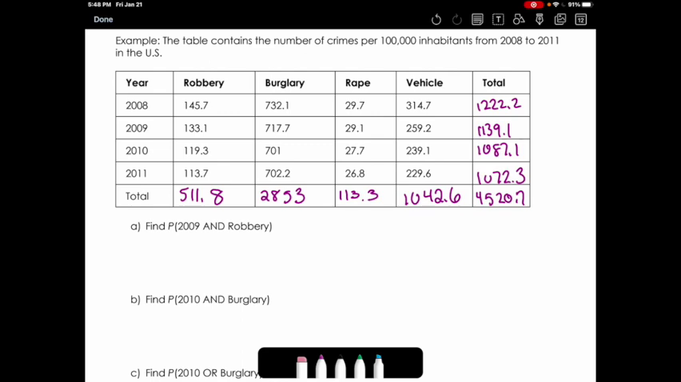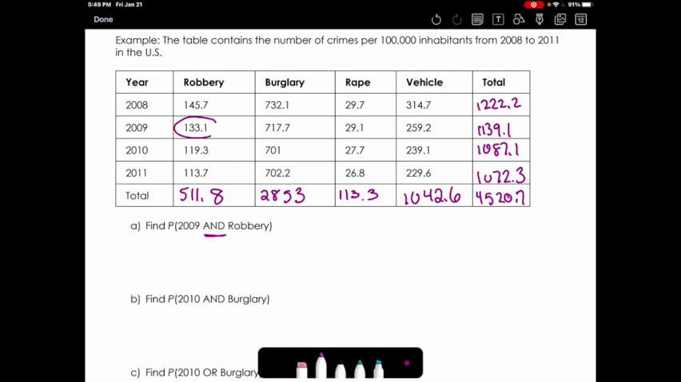Okay, for part A, it says, find the probability of the year being 2009 and there being a crime of robbery. So we want to see where both of those things happen together at the same time. So 2009 and robbery, that would be this group that has been recorded.